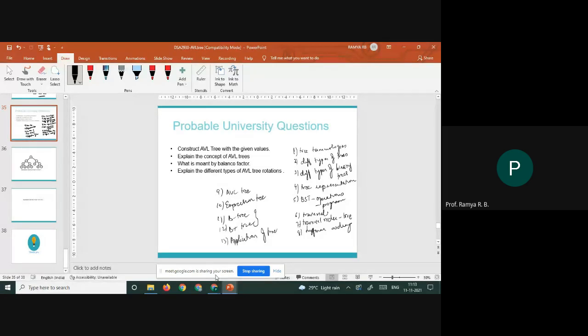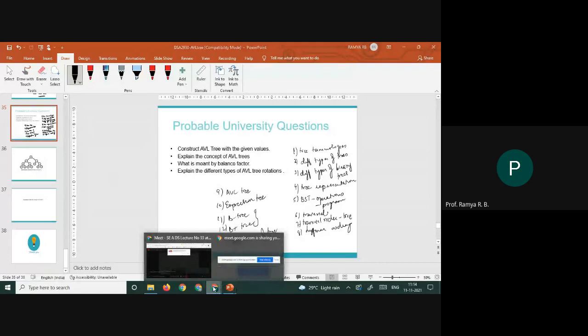Now we'll proceed to the fifth module, which is related to another nonlinear data structure, graph data structure.